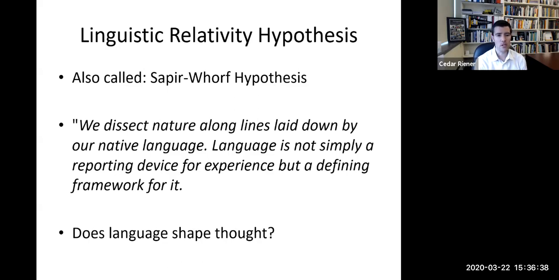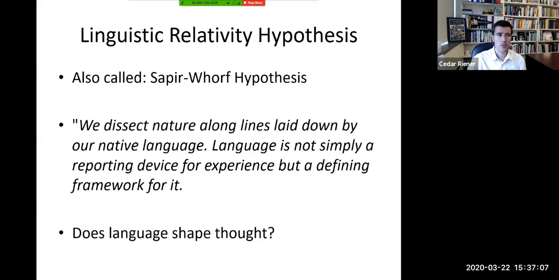Another way of putting this is that we dissect nature along lines laid down by our native language. Language is not simply a reporting device for an experience, but a defining framework for it. So is language just a window into thought, or does language actually shape thought? There's a long history of research into this.